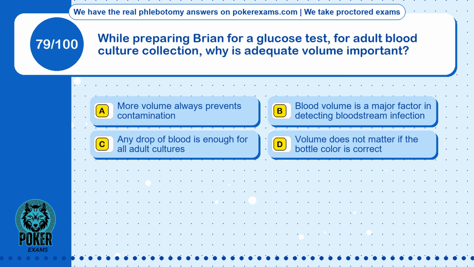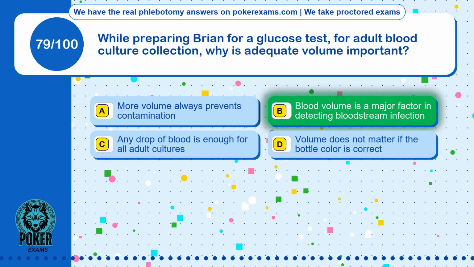Question 79. While preparing Brian for a glucose test, for adult blood culture collection, why is adequate volume important? Option A. More volume always prevents contamination. Option B. Blood volume is a major factor in detecting bloodstream infection. Option C. Any drop of blood is enough for all adult cultures. Option D. Volume does not matter if the bottle color is correct.